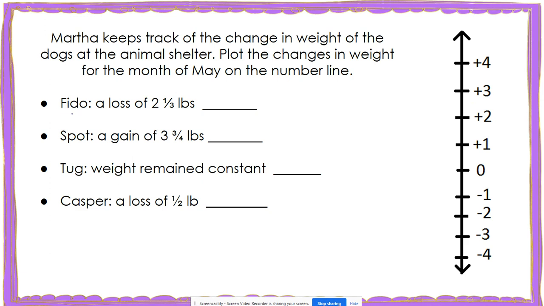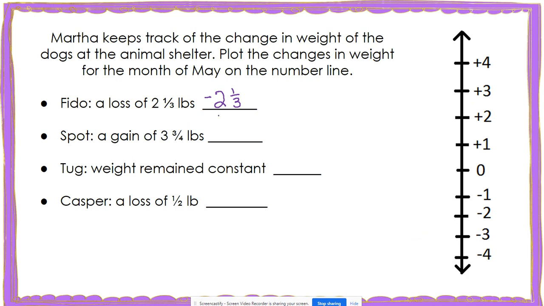Fido has a loss of 2 1/3 pounds. Because Fido loses weight, I know that a negative number is going to represent this value, so I'm going to represent this by -2 1/3. Now, if I'm going to put this on the number line, because it's negative, I know that I'm going to move down. But where should that go?